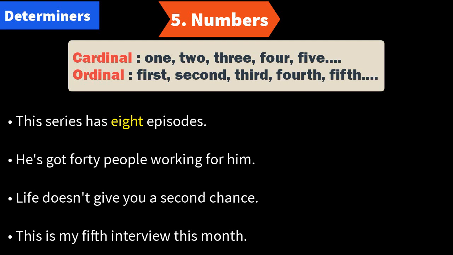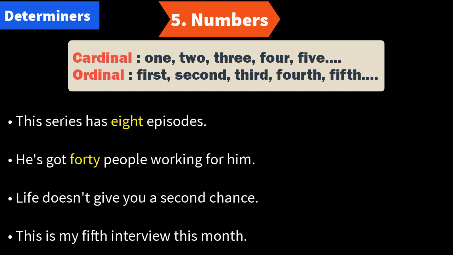This series has 8 episodes. So 8 is determining the number of the noun episodes. How many episodes? 8 episodes. Next example. He's got 40 people working for him. How many people? 40 people working for him. So 40 is also a determiner, a number that's determining the meaning of the word people in terms of the number, which is 40, right?